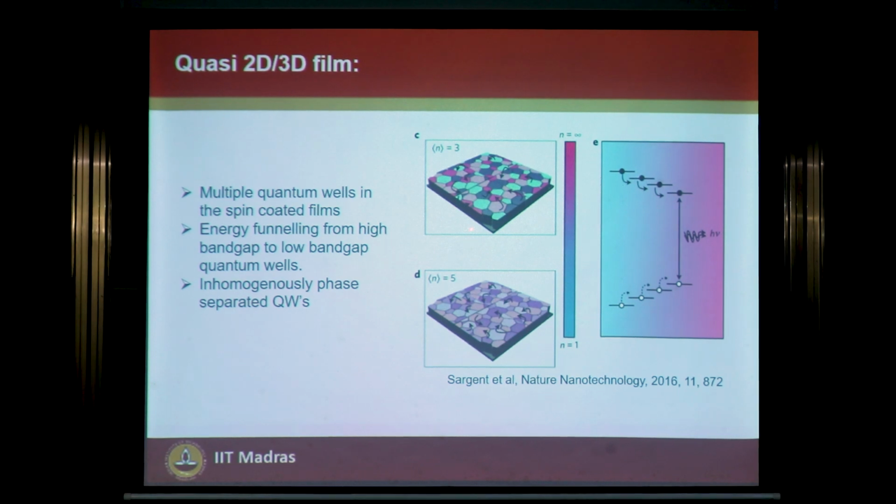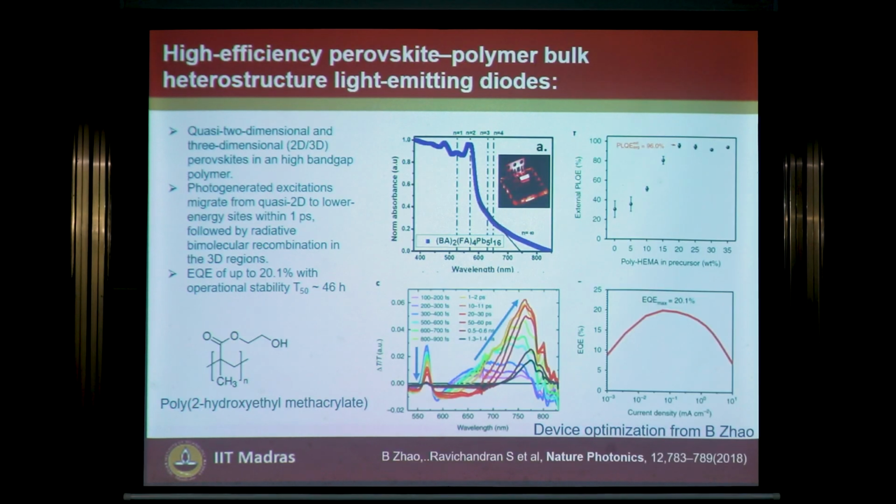But what we wanted to do is, we know that these are excitonic in nature and have very strong radiative recombination channels, but the edge states are a problem. Every edge of this 2D perovskite is a loss channel. So we wanted to passivate it. How can we do this? We came across what we call a bulk heterojunction of an insulating polymer, where all these 2D perovskites are inserted inside that.